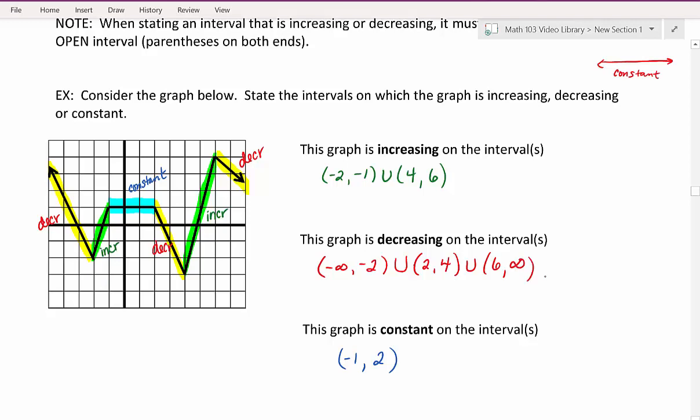Our graph is increasing on the intervals -2 to -1, union 4 to 6. It's decreasing -infinity to -2, union 2 to 4, union 6 to infinity. And the graph is constant on the interval -1, 2.